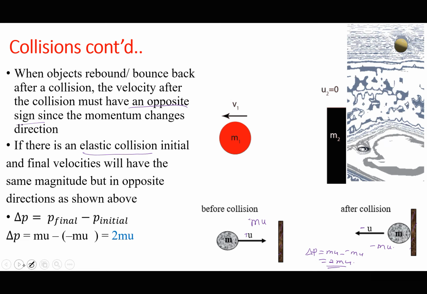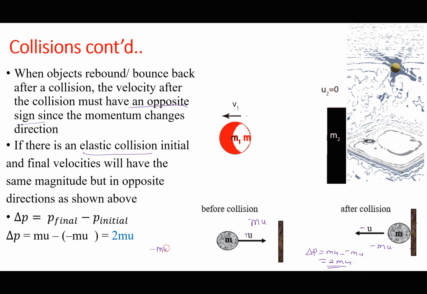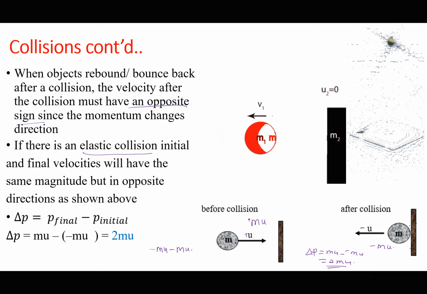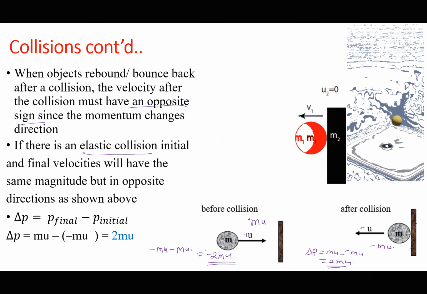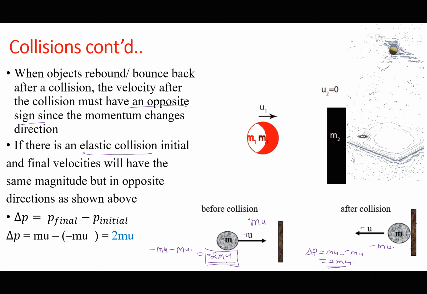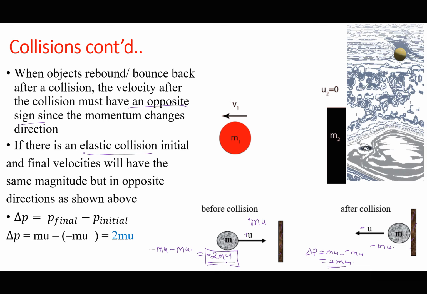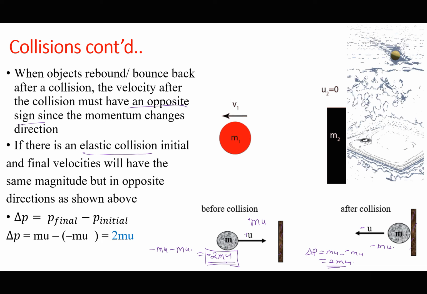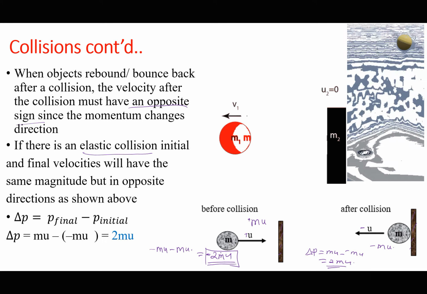But I want you to note also that if I start with the other one first, I would say negative mu minus mu, because mu was positive first and that is negative, so this will give us negative twice mu. So the change in momentum can also be negative twice mu, because the negative indicates that the final momentum was in the opposite direction. Remember, change in momentum is always in the direction of the velocity. So the velocity changes to the left, so the change in momentum should also be to the left, because momentum is a vector quantity.